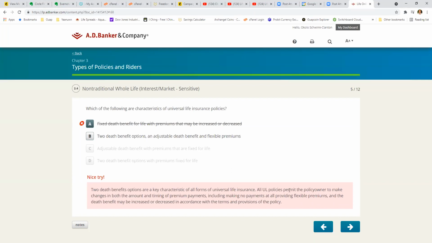All universal life policies permit the policyholder to make changes in both the amount and timing of premium payments, including making no payments at all, providing flexible premiums, and the death benefit may be increased or decreased in accordance with the terms and provisions of the policy. So if you've paid into your universal policy for 20 years, and then you say, Uncle, I don't have any money, I'm not going to pay for the next year, you could adjust your premiums and adjust the death benefit to make sure that the policy stays in force.